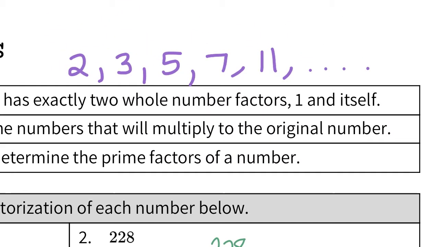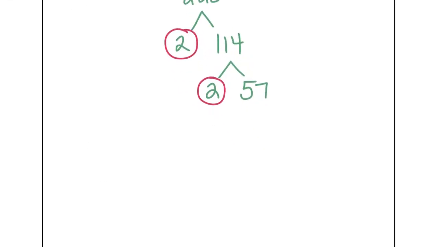Since I know that 2 is not going to work, let's go ahead and try 3. So 3 times what would give you 57? So you don't have to do this in your head, you can use a calculator, but it's actually going to be 3 times 19. 3 is a prime number, so I'm going to go ahead and circle it. But 19, can I separate it any further?